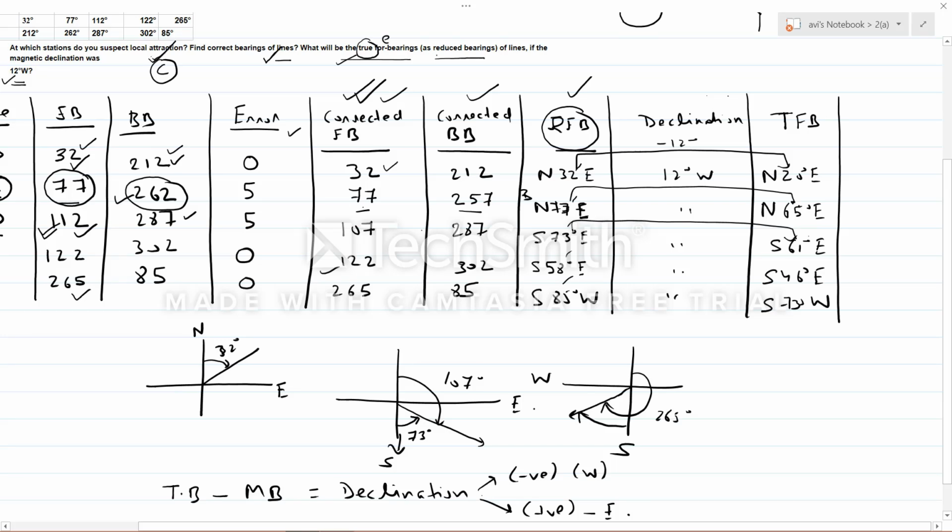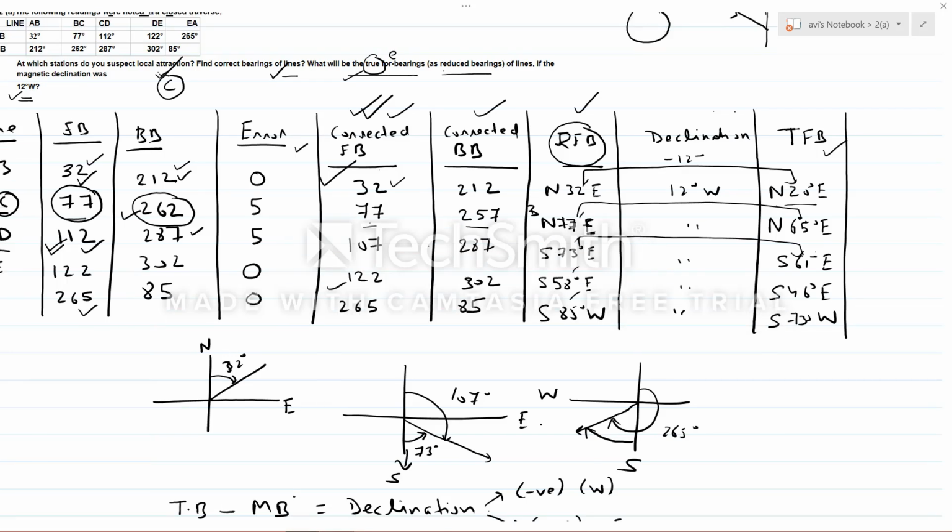You can also convert this into whole circle bearing. It is in this format, whole circle bearing, and you can use this equation to calculate the true fore bearing, and then convert into reduced bearing. You can do it both ways. It is not mandatory to use the same equation which I am using. I have converted this first into reduced fore bearing. You can directly calculate the true fore bearing in whole circle bearing format and then convert it into reduced bearing. It will be correct in both cases.